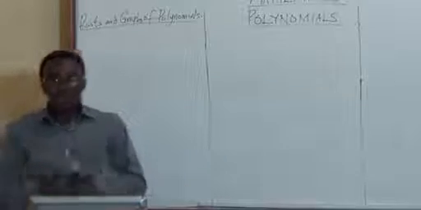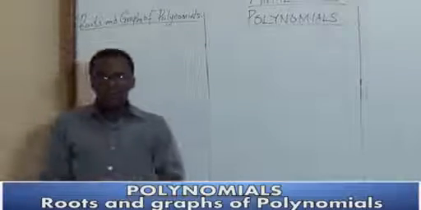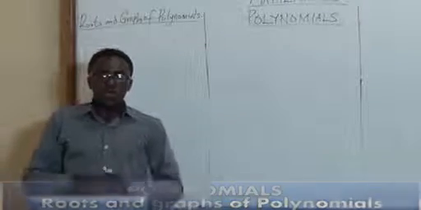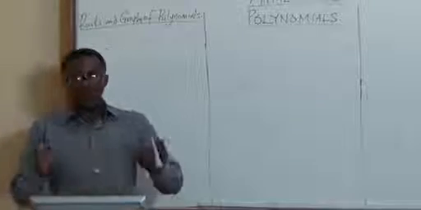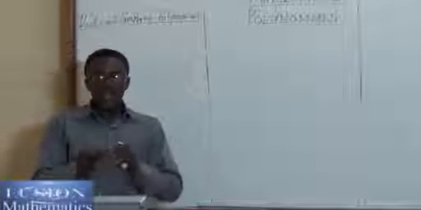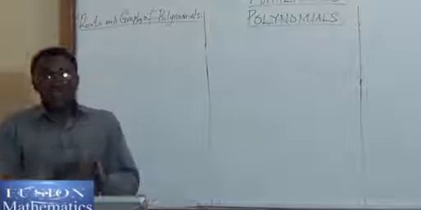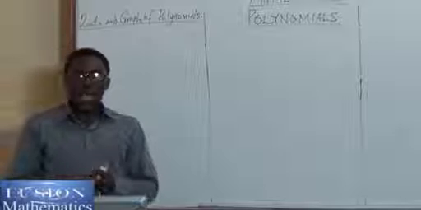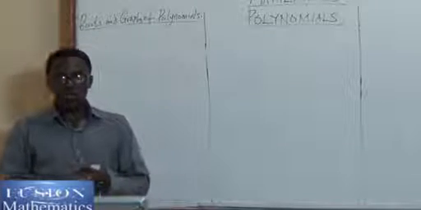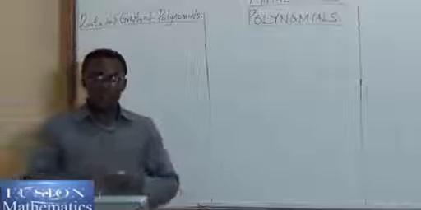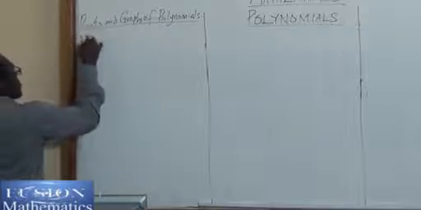Now let's look at roots and graphs of polynomials. For us to find the root of a polynomial, what we do is we equate it equal to 0, that is, make y equal to 0. Then we find the value of x. We'll be looking at different degrees of polynomials. We're looking at the first degree, degree 1. We're looking at degree 2. We'll be looking at degree 3. First, let's look at degree 1. Polynomials of degree 1.